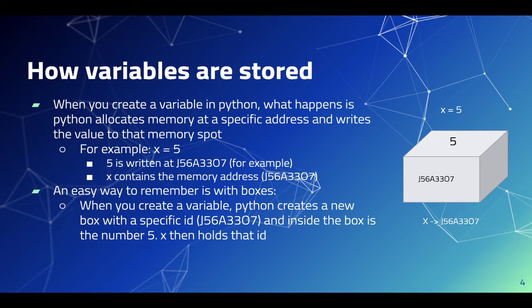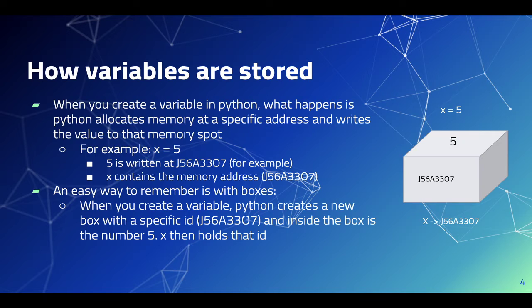When we do x is equal to 5, 5 is written at that address in memory. So whenever we want to get the value 5, we go to that address in memory. So what does x hold now? Does x hold 5? No, x actually holds the memory address. So notice how the address is J56A3307. X now holds J56A3307. So when you print X, you might ask, why doesn't it print J56A3307?